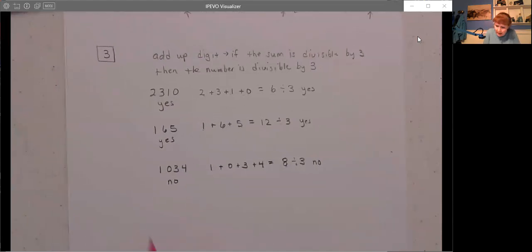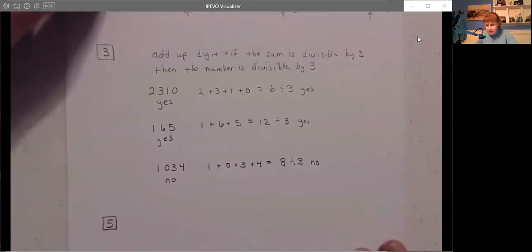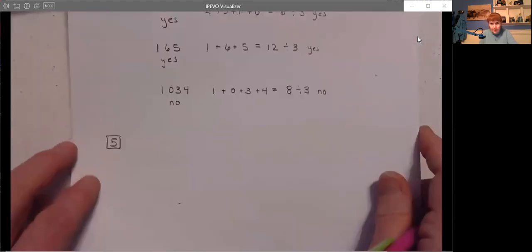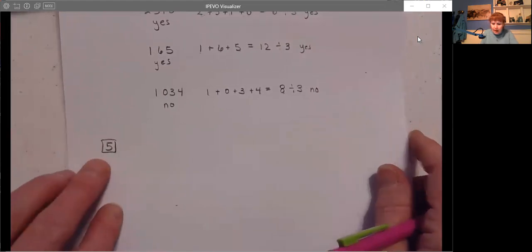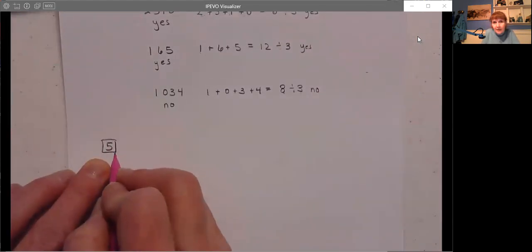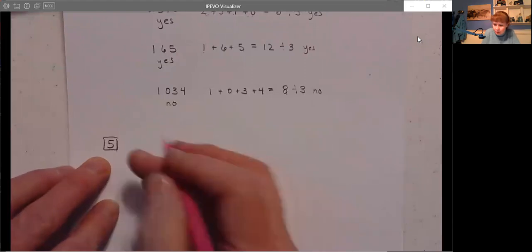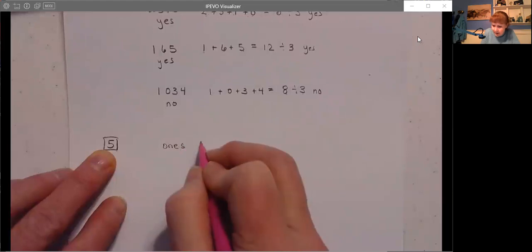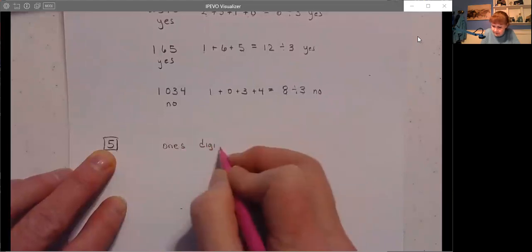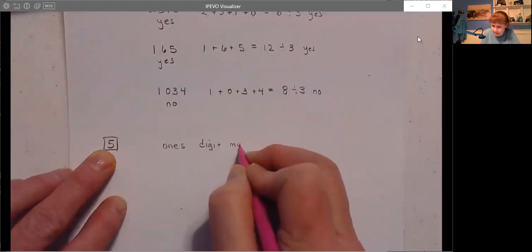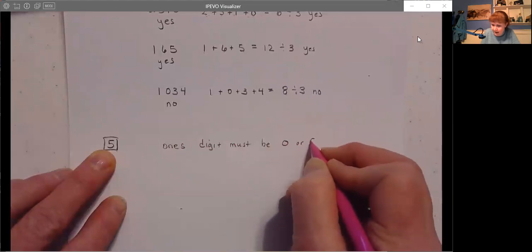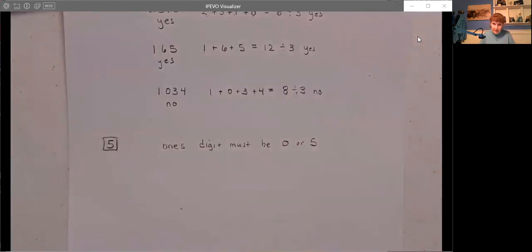How do you know if you could divide a number by 5? Well, this one's pretty simple. In order to be divisible by 5, you look at the last digit. So you look at the ones digit again, just like you did with the 2. The ones digit must be a 0 or 5. That's it. So you can do this at a glance.